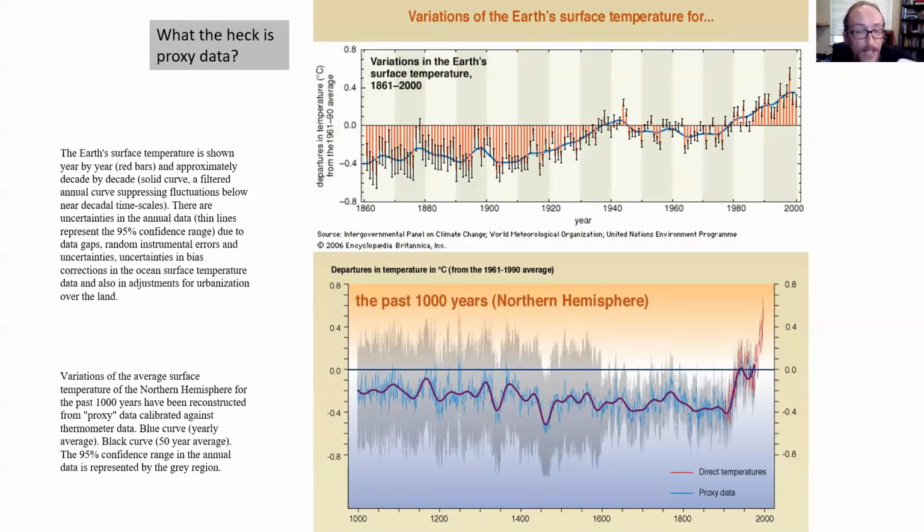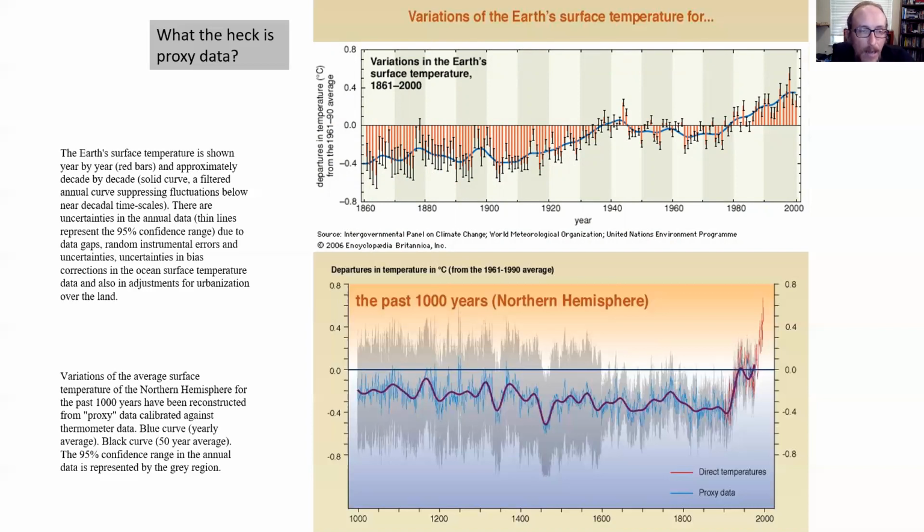Variations in Earth's surface temperature over the last 140 years, from 1861 to 2000. Departure in temperature, in this case in degrees Celsius, because remember we said most scientists use degrees Celsius, from the 1961 to the 1990 average. So there again, we have that 30-year floating average. So then what do we see?